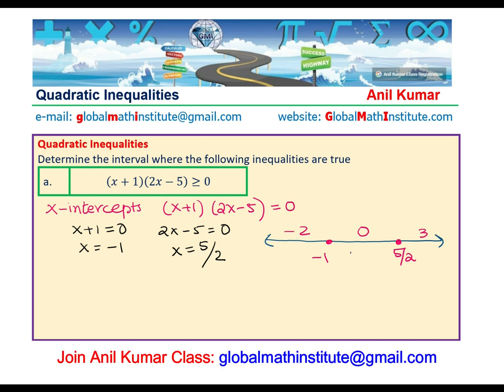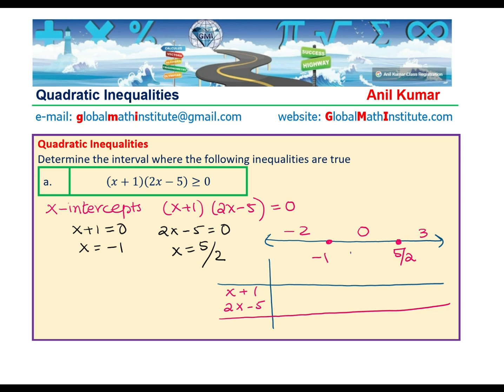Now, for minus 2, we'll analyze x plus 1 times 2x minus 5, whether it is positive or negative. We can make a table of values, an interval table. We have x plus 1 as one of our factors, the other one is 2x minus 5. If I substitute minus 2 in x plus 1, what do I get? Let me just show you clearly. These are the intervals, right?